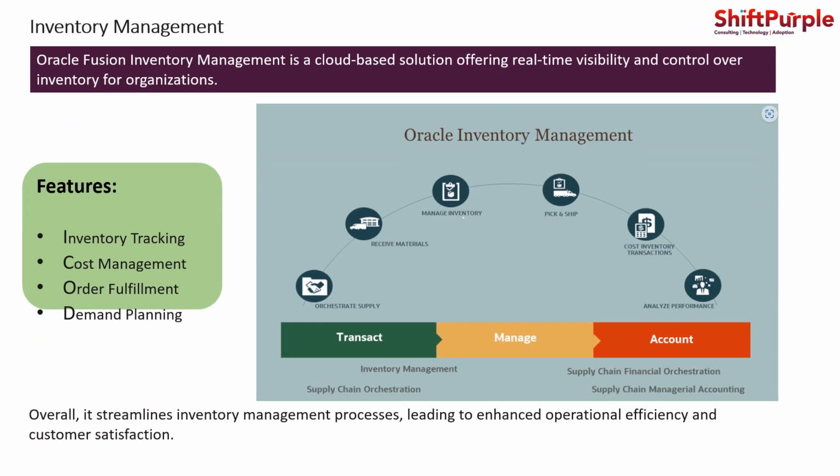What is inventory management? Oracle Fusion Inventory Management is a cloud-based solution offering real-time visibility and control over inventory for organizations. What are its features? We can track inventory, we can do the cost management, the order fulfillment process can be completed, and demand planning can be executed. So we have three different areas here. We transact, we manage, and we account it.